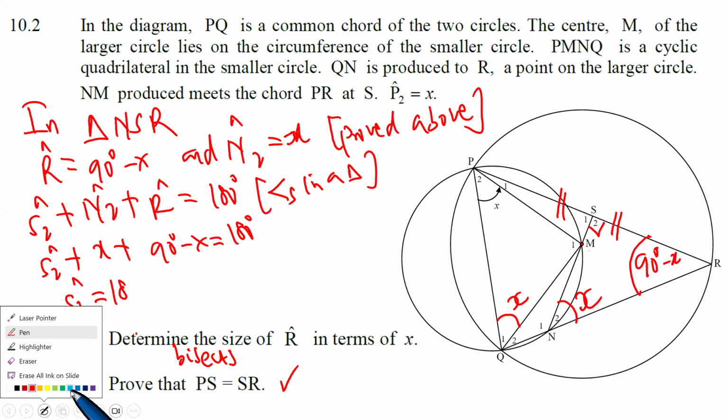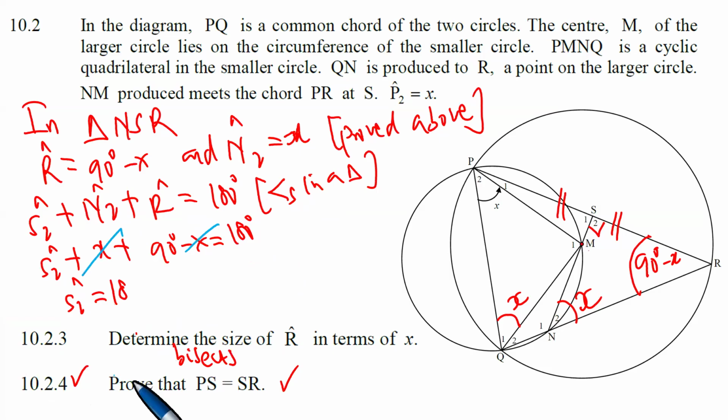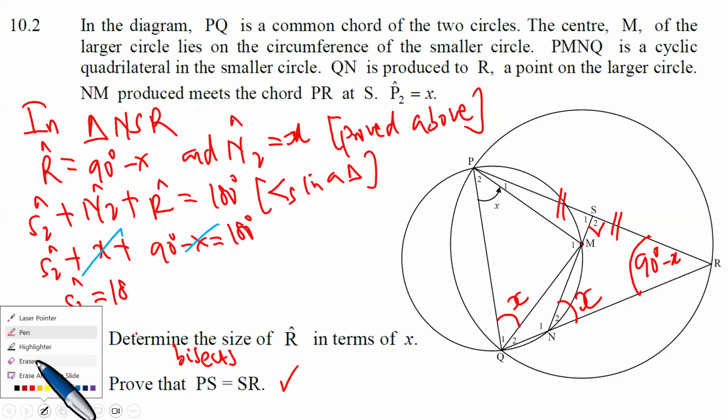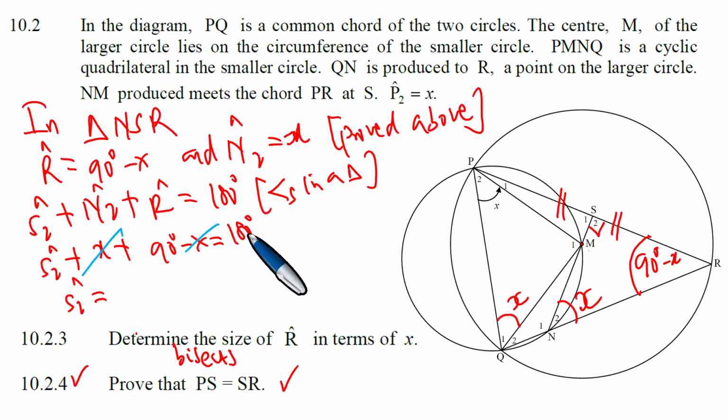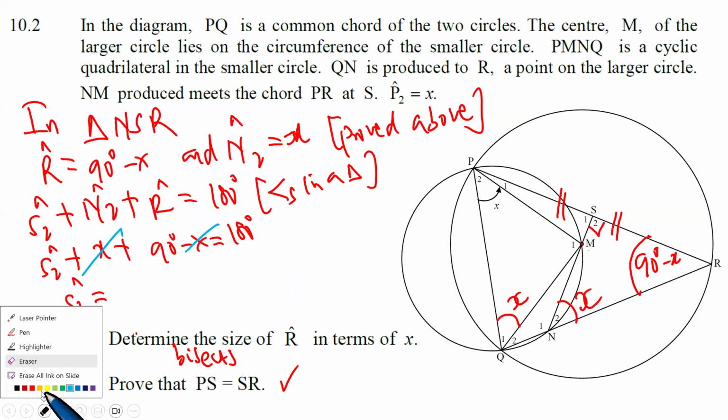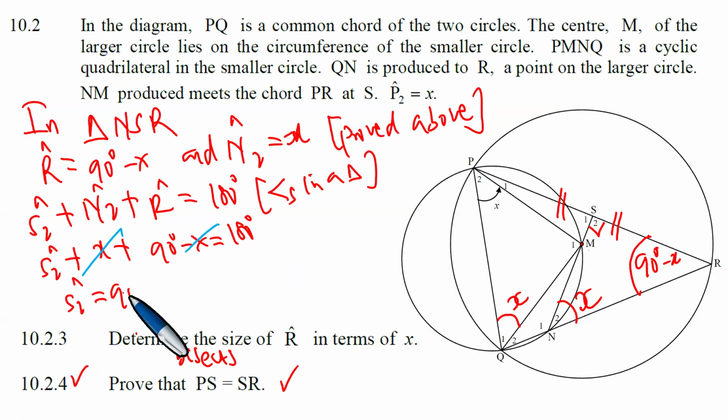So this one you can just always check. X minus X is actually exactly 0. And this gives us 180 degrees minus 90 degrees, which gives us exactly 90 degrees, like so. Meaning the angle S2 is 90 degrees, but this is a straight line. Also, S1 will therefore be 90 degrees.